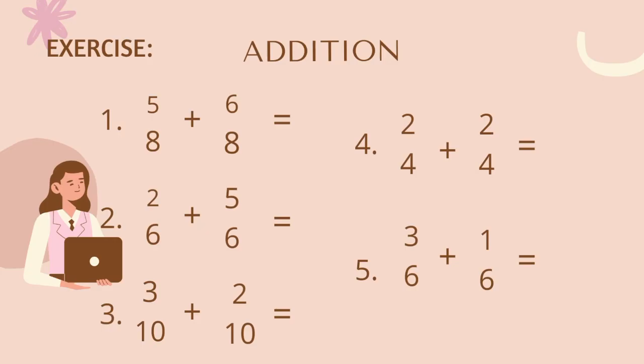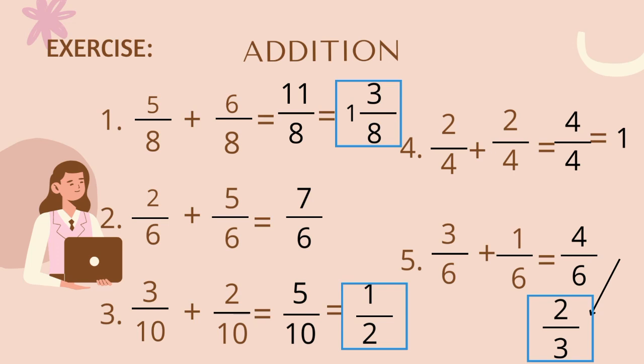So, next is the addition exercise. And here's the answer. So, 5 plus 6 pala is 11. So, copy the denominator. So, sinimplify natin, nakuha natin is 1 and 3/8. So, that's correct. So, meron naman, sa number 2, 2 plus 5 is equal 7. Copy the denominator. That's correct. So, number 3 is 3 plus 2 is equal to 5 and copy the denominator. So, sinimplify natin siya. So, nakuha natin yung 1 over 2.